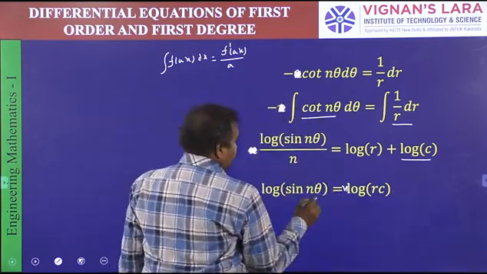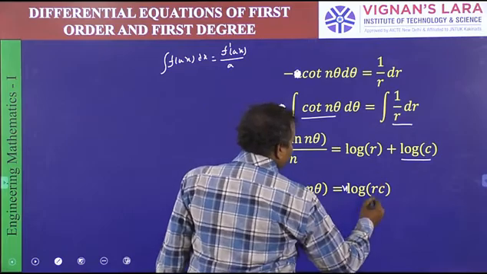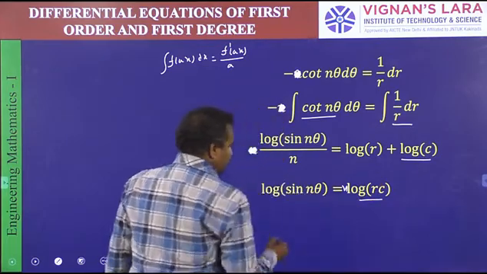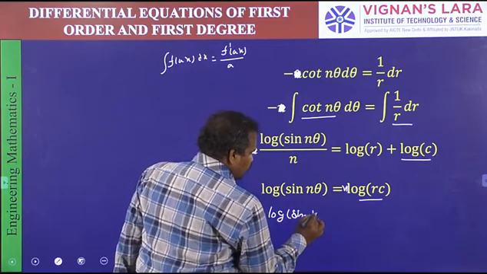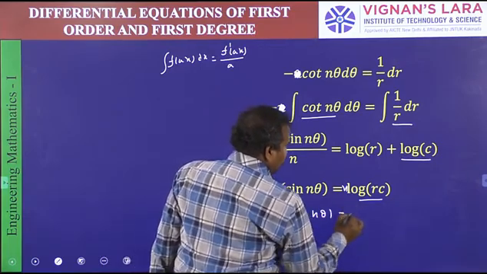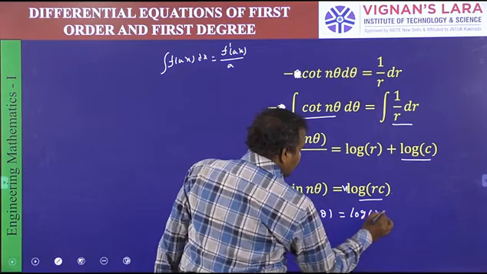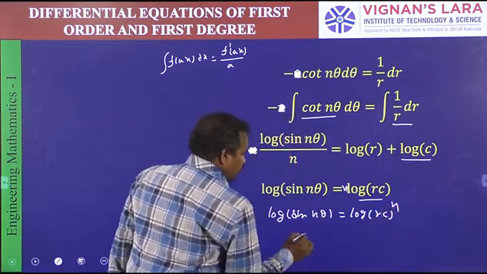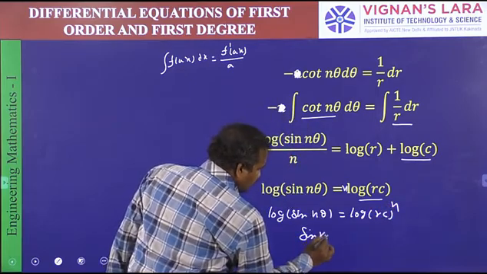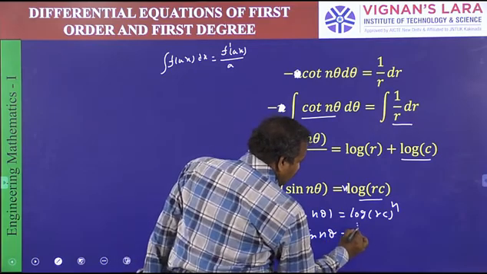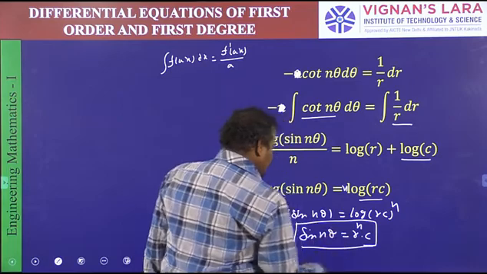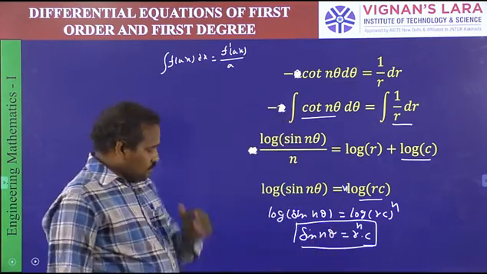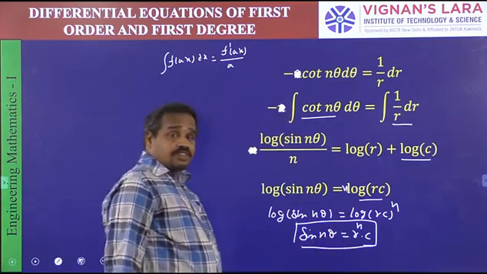So log of sin n theta is equal to log a plus log b is log ab. This n comes to this side. So log of sin n theta is equal to b log a, which can be written as log a power b. Logarithm getting cancelled. Sin n theta is equal to r power n, again c power n is c. So r power n into c is equal to sin n theta, which is the required orthogonal trajectories of the given family.